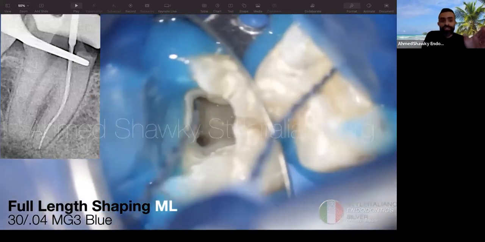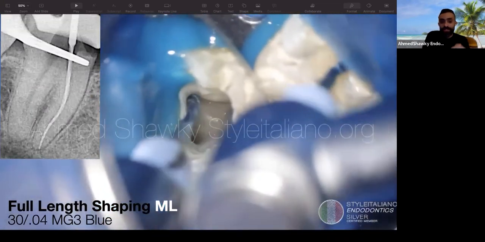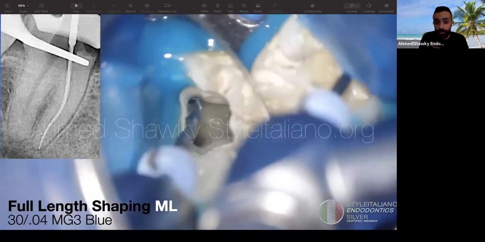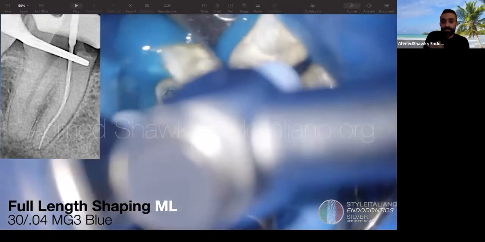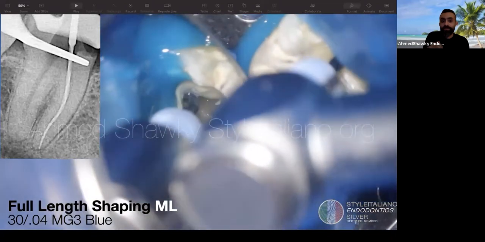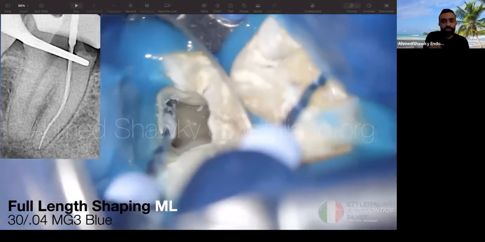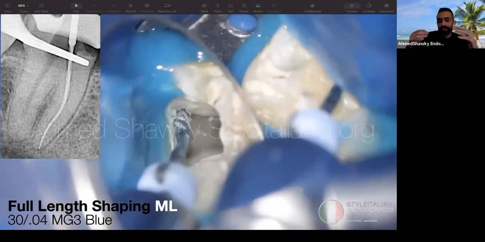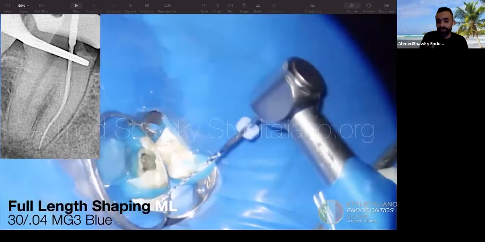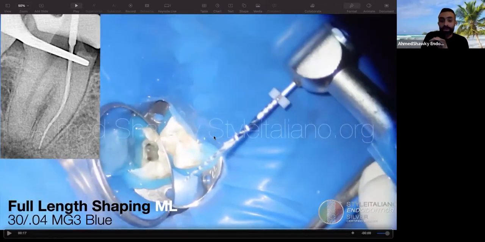On the left side, you can see here the 3004. Let's see how the 3004 MG3 Blue is performing. See, smooth. Smooth, no pressure, just press. Let the file take the anatomy and you go with the file. And we stop here and see that we have debris.